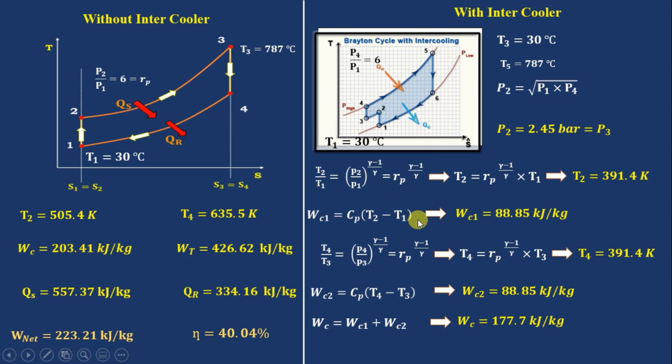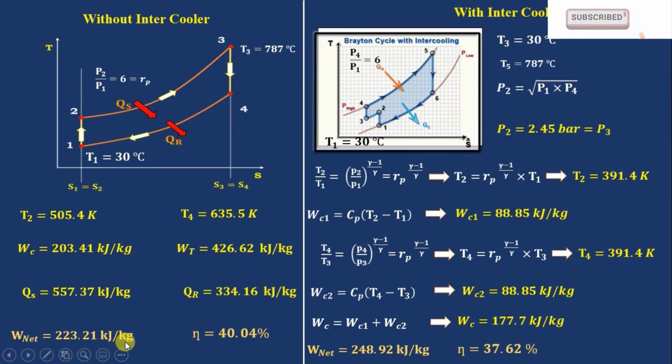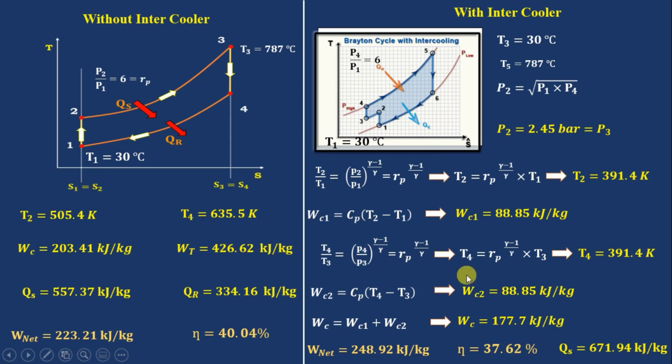What does it mean? If you use an intercooler, it will reduce the work given to the compressor, so that W net will increase. See, 248.92 kilojoule per kg to 23.21 kilojoule per kg. But efficiency will come down. What is the reason for that? Because when you reduce the work given to the compressor, automatically the heat supply to the combustion chamber will increase, that is 671.94 kilojoule per kg. Look here, 557.37 kilojoule per kg. We are taking the turbine work output as the same for both problems.